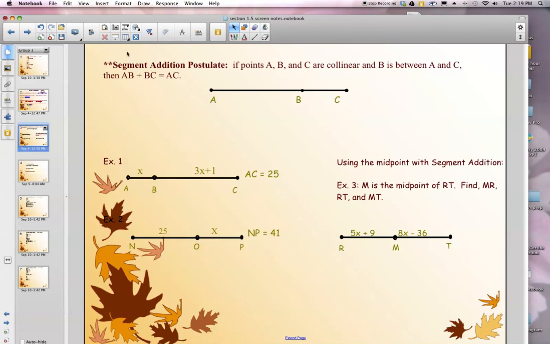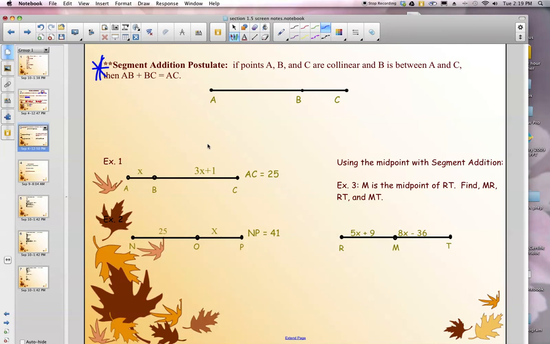This is something to highlight in your notes. It's something you may want to star, highlight, make a big mark next to. The segment addition postulate is one of those things that we will use starting now, from the time you learn it until the end of the year. Segment addition will continually pop up, so this is one of those things you really want to pay attention to.